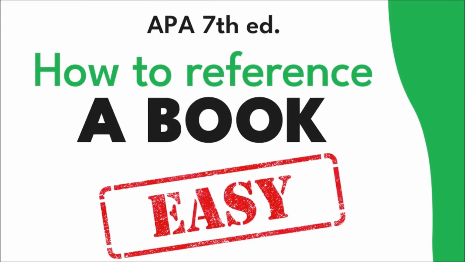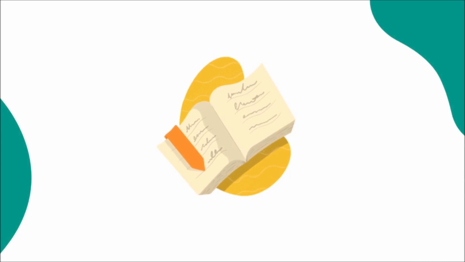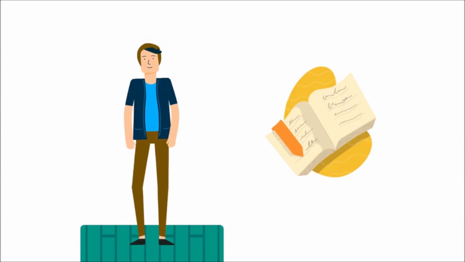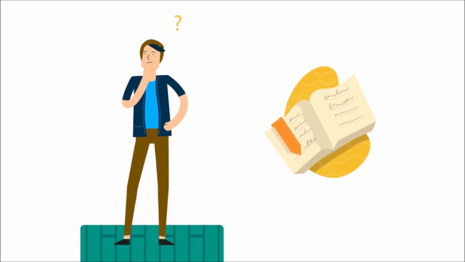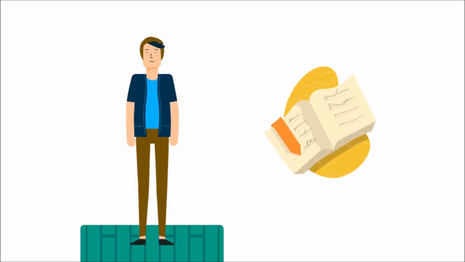Hi, let's learn how to reference a book in the bibliographic reference list with APA format. Let's imagine that you found a very interesting book and at this moment you are wondering, how do I write the bibliographic reference of this book? Well, I have good news for you. This is very easy to do. In fact, there are only 4 elements that you need and all of them are in the book.